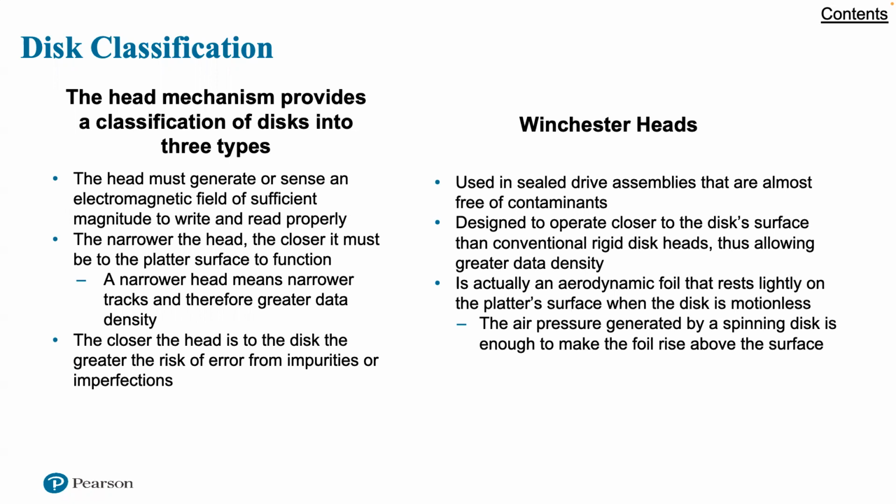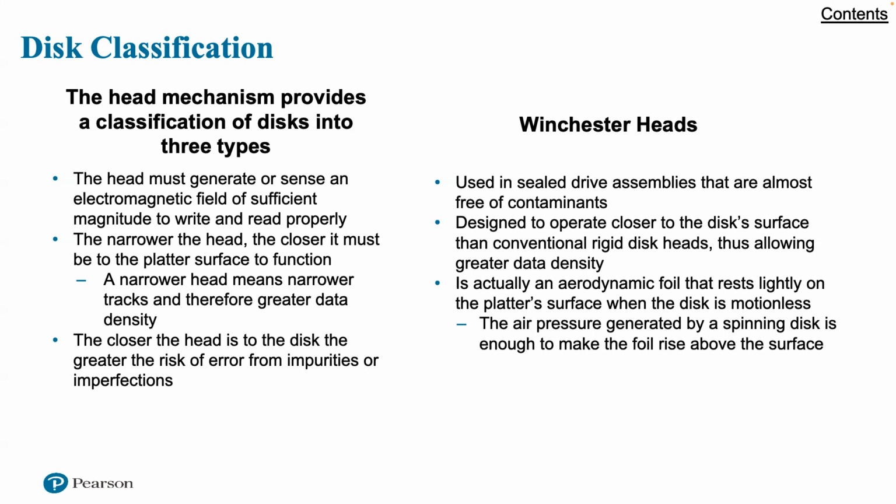To understand the third type of disk, we need to comment on the relationship between the data density and the size of the air gap. The head must generate or sense an electromagnetic field of sufficient magnitude to write or read properly. The narrower the head is, the closer it must be to the platter surface to function. A narrow head means narrow tracks and therefore greater data density, which is desirable. However, the closer the head is to the disk, the greater the risk of error from impurities or imperfections.